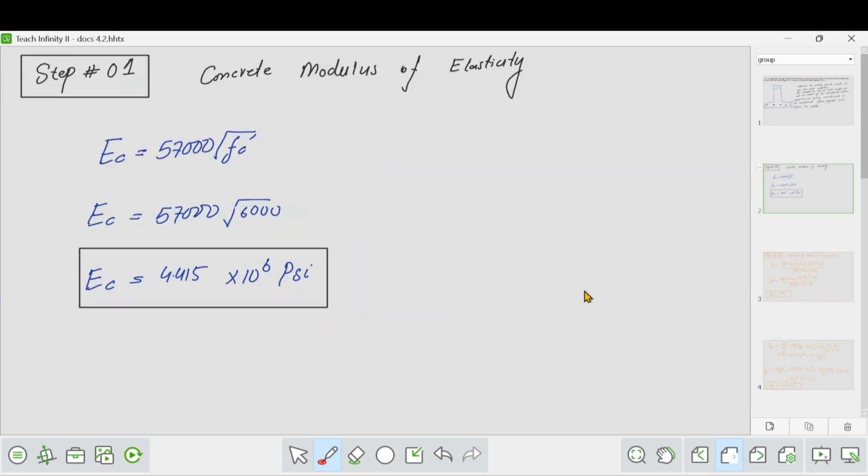Now first calculate the concrete modulus of elasticity. Concrete has a compressive strength of 6000 psi. If I plug the value of f'c as 6000 psi, I will get the modulus of elasticity of concrete, which is 4.415 multiplied by 10 to the power 6 psi.